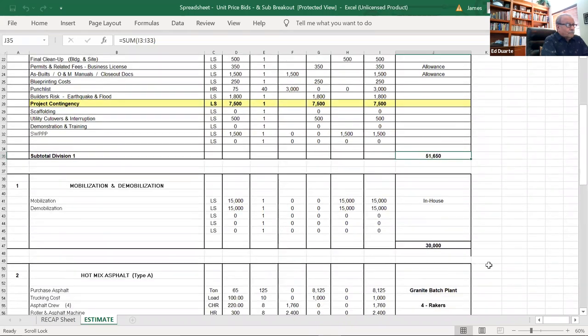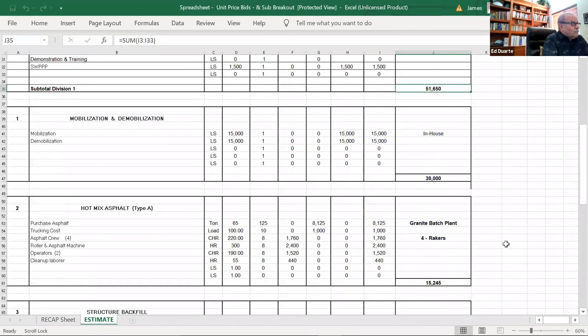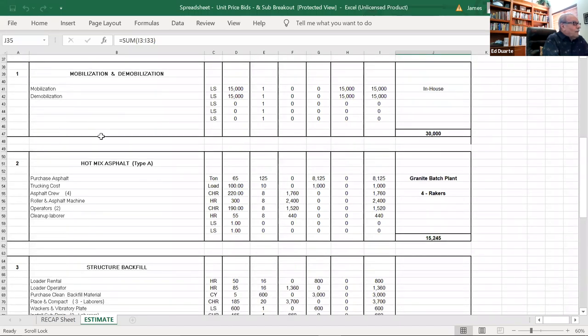Now, sticking with the unit price format that Caltrans and other county road jobs have. Remember that example I showed you of the bid items? So I set up a little mini spreadsheet that accounts for those items. Bid item number one was MOB and DEMO.